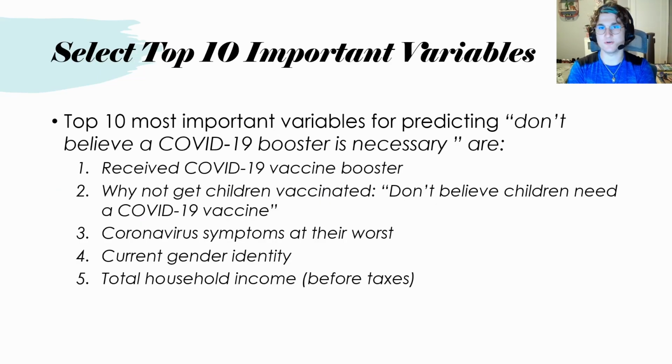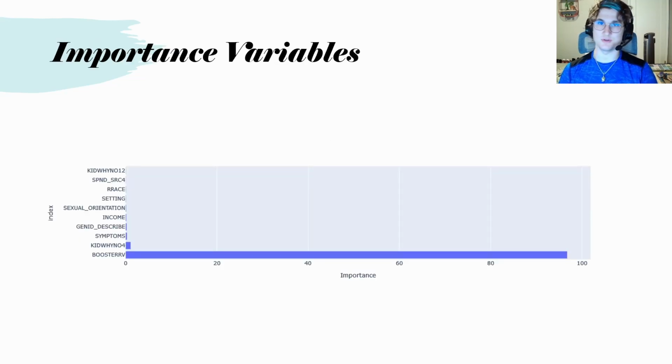After doing the gradient boosting, I looked at the top 10 important variables used in the gradient boosting. The first one was whether the respondent received the COVID-19 vaccine booster. This actually had a really large importance compared to the rest of the top 10 variables. As you can see, it's close to 96 and no other variable even came close. This makes a lot of sense since the user answering any of the 9 reasons was dependent on them saying no to receiving the booster.